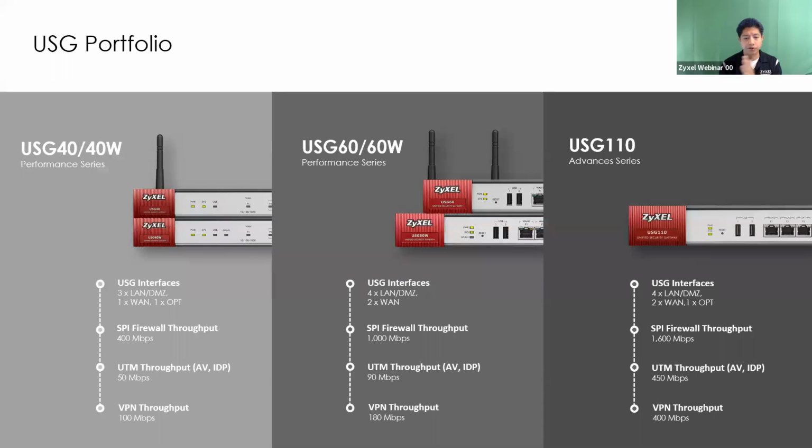And the portfolio is also scaled. On the low end, we have our USG 40 and 40W. The W just stands for wireless, it has a wireless access point built into it. But we find a lot of our customers are buying the non-wireless so that they can take advantage of the latest wireless, AC, or now we have Wi-Fi 6 coming out that can be used in this product line.